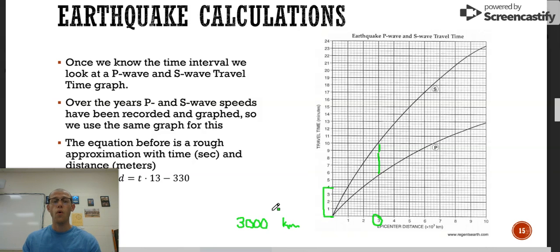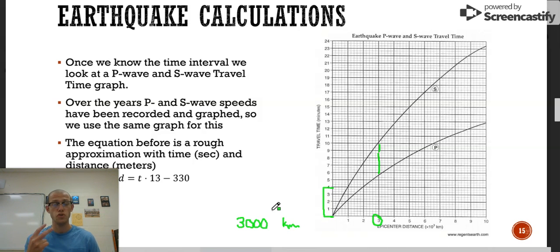So now we know where exactly the earthquake, or we don't know where exactly it happened, but we know that it is 3,000 kilometers away from us in this big circle away from us. So we don't know where it happened.